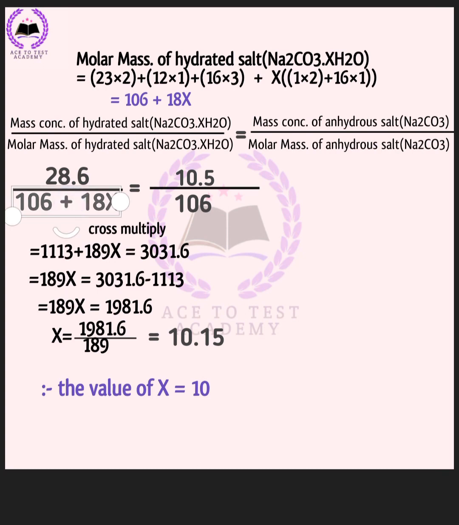And the mass concentration of anhydrous salt, that's 10.5, while the molar mass of anhydrous salt is 106. Now if you cross multiply, if you press the calculator, 10.5 multiplied by 106, plus 18 times 10.5, gives you this. So 28.6 times 106 gives you this. So to collect x, this one will be subtracted from this one. So that will be 198.6 divided by 198, that's 10.15.